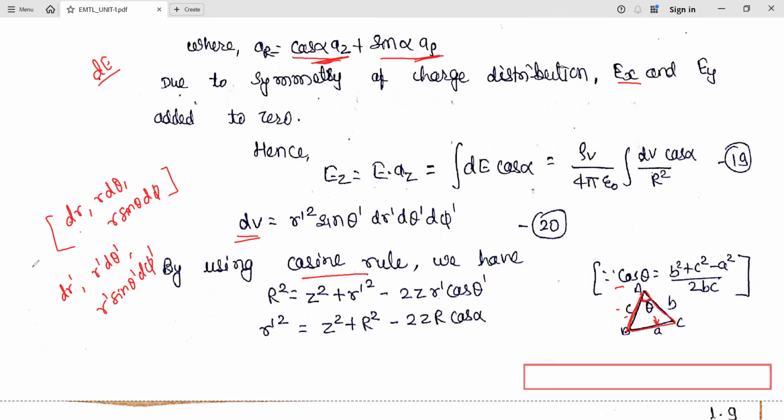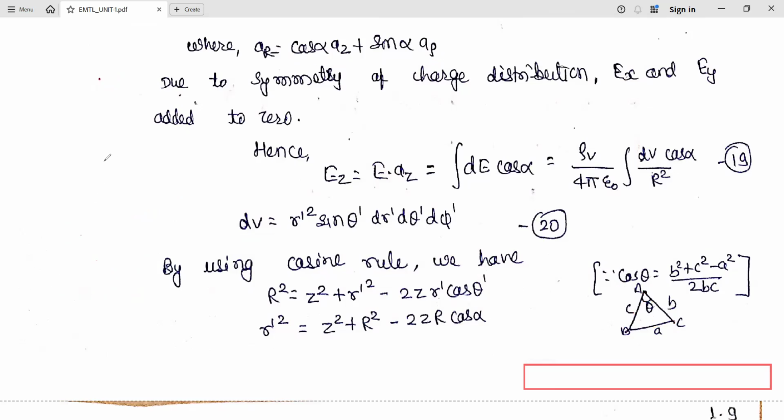If you see our diagram, in that diagram we have a situation like this. This is the r. This is the z. This one is what? R dash. And this is the angle. This one is R. Now in this situation, the same rules we are going to apply, on the basis of that. And this angle is theta dash. So now R is the opposite side here.